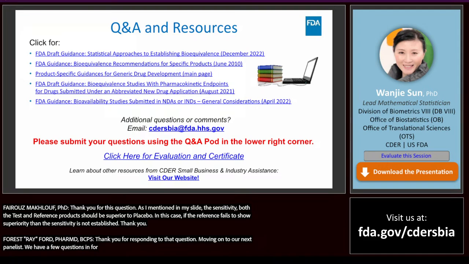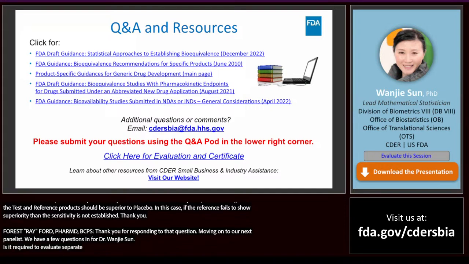And it involves whether it is required to evaluate separate ANOVAs for each group to evaluate treatment heterogeneity.